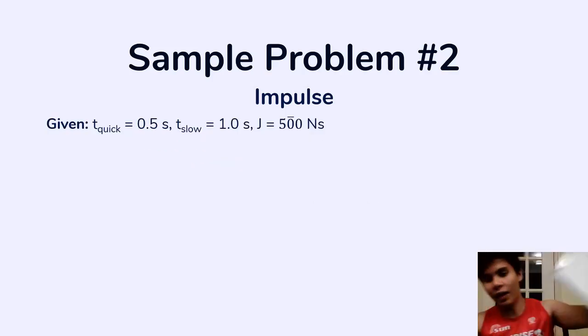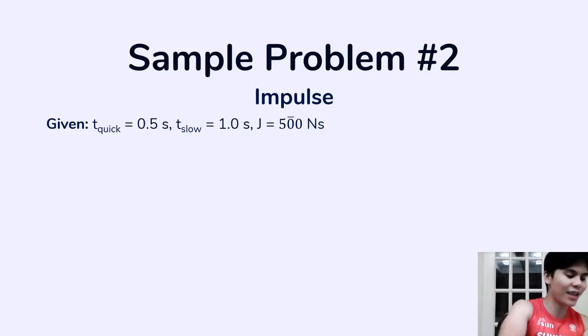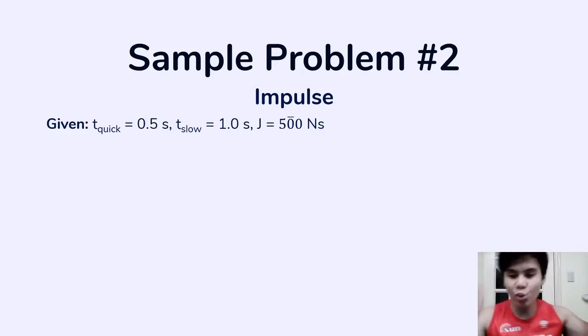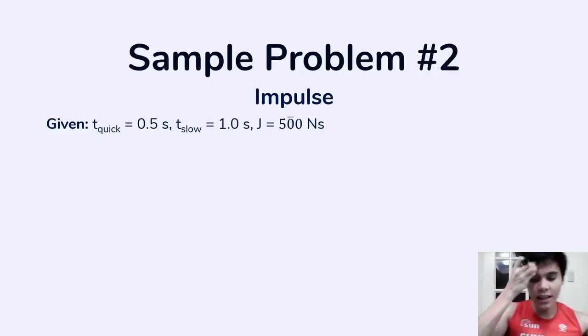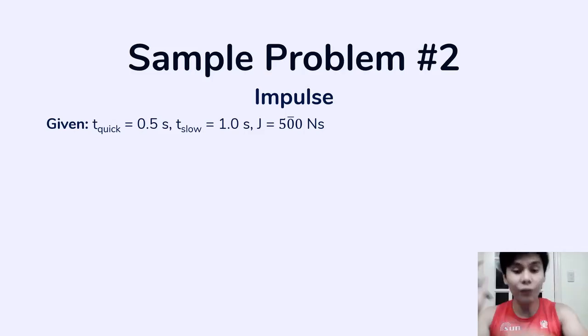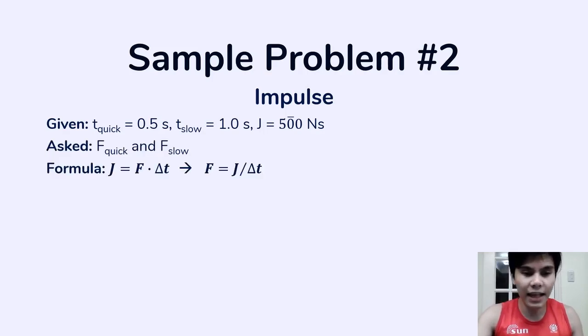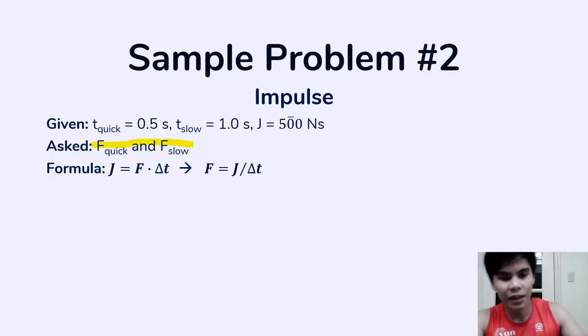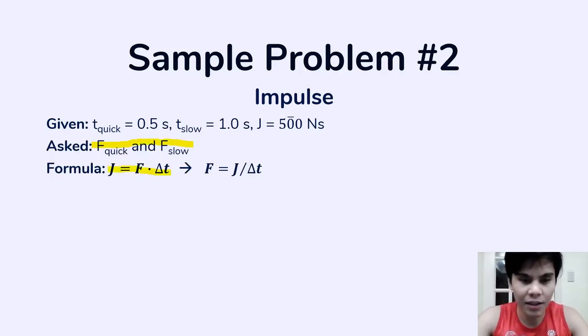So again, we can take down the time it takes for the chop to happen and the impulse required to stop the hand chop. And since we are being asked for the force that you're experiencing, we have to manipulate our formula. Okay, so we can't just use the standard impulse formula. So again, we're being asked for the force of the quick chop and the force of the slow chop. And our formula, impulse is equal to force times delta t, we can rearrange it into force is equal to impulse over delta t.